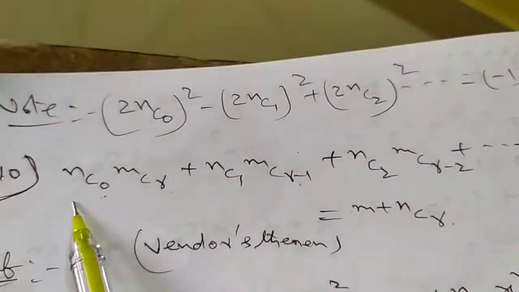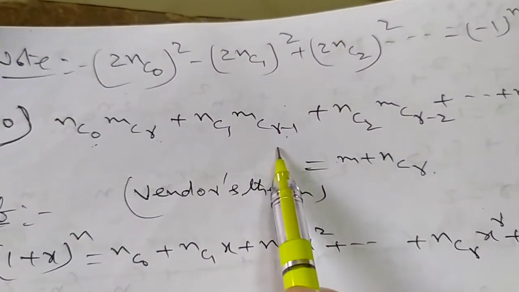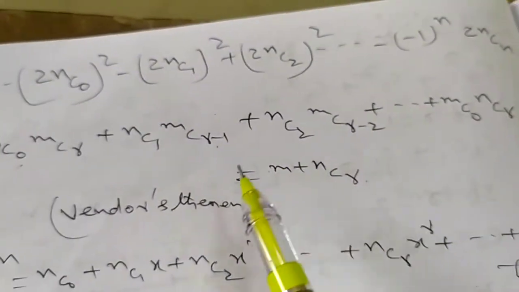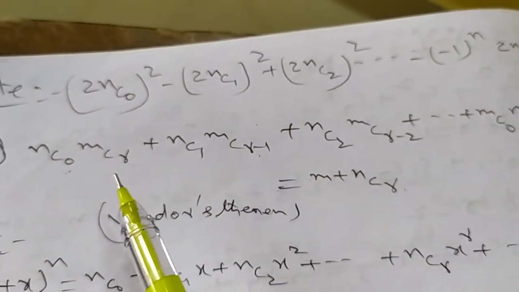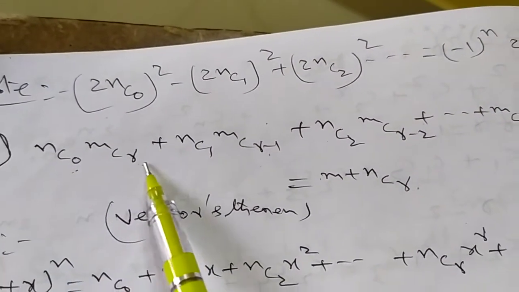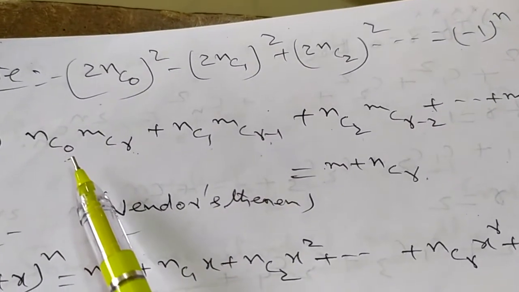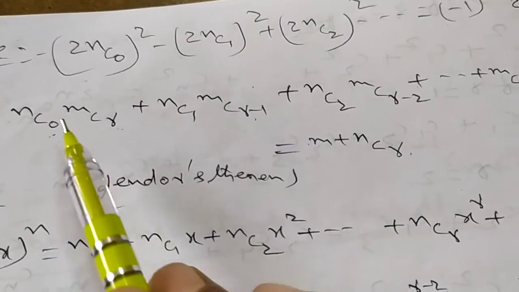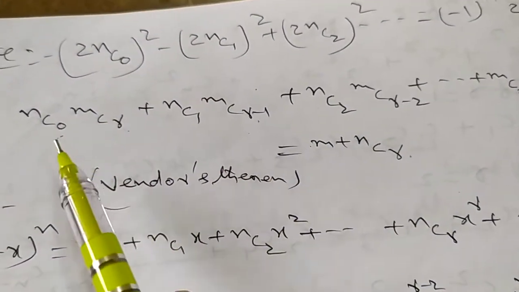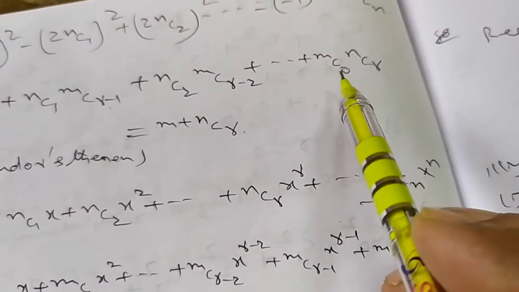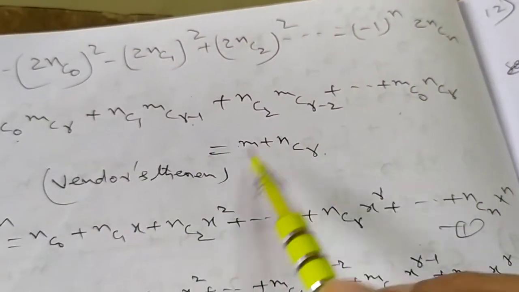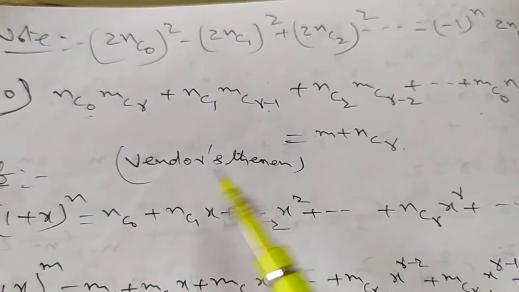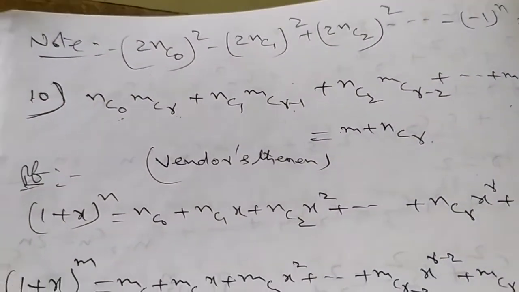This is nC0 into mCr plus nC1 into mCr minus 1 plus nC2 into mCr minus 2 plus and so on. See the conditions of this one. In each one, the nCr suffix values are increasing and mCr suffix values are decreasing. So first term 0 r, last term r 0. Then the formula for that is m plus n C r. The name of this one is Vandermonde's theorem. Okay, so this is very, very important.